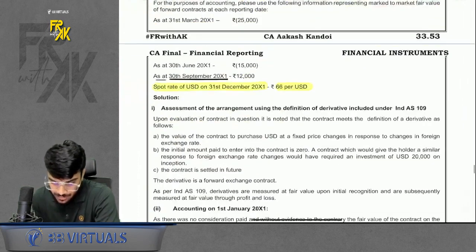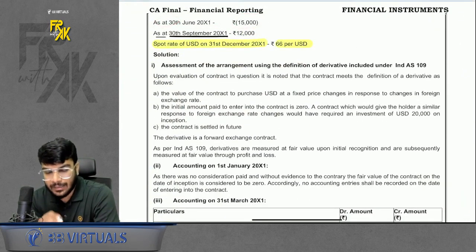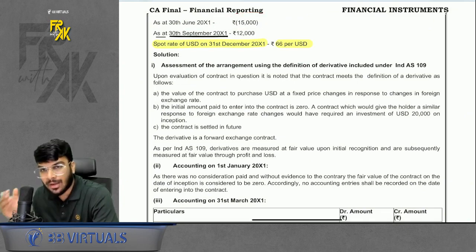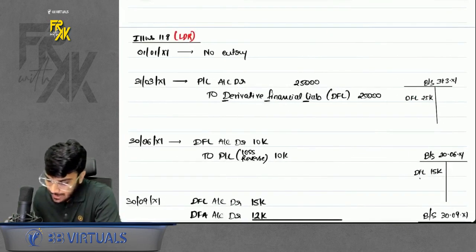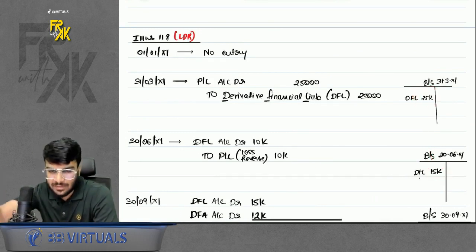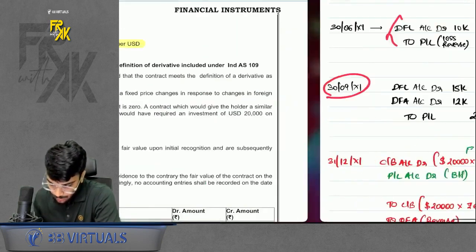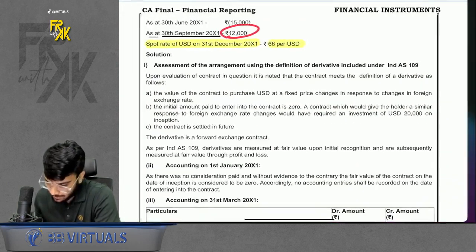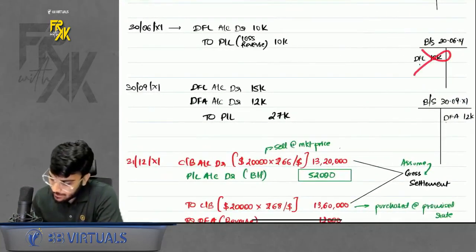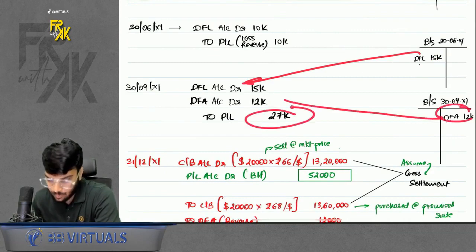Acha. The position as at 30th June is given as 15,000 negative. As at 30th June does not mean that you have to book another 15,000. Remember I told you this is the as-on position. So your loss has reduced from 25,000 to 15,000. So you will reverse 10,000 of the loss. Then on the 30th September your position is positive 12,000. Right. So now the DFL is over. The DFA is there. So whatever DFL is there, reverse it. Book the DFA, transfer to profit and loss.